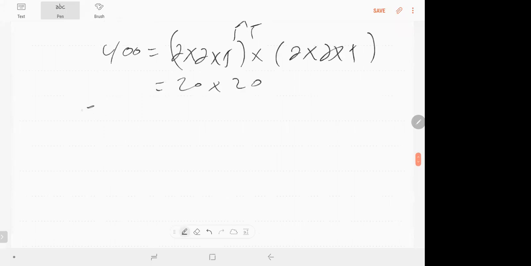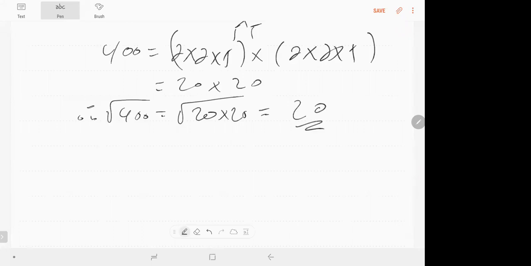Therefore, the square root of 400 is equal to the square root of 20 times 20. So when we take it out of the square root, it will be 20. So when we get larger numbers, we can calculate like this when we are asked to calculate the square root of the given numbers. Let me give you an exercise.